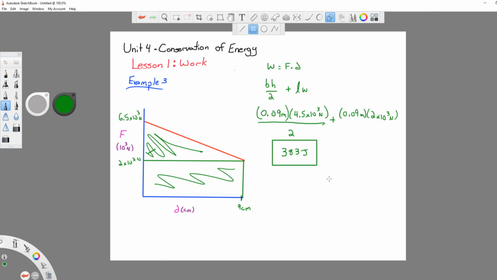Okay, so there we go. A little bit of graph interpretation, a little bit of knowing how to interpret and how to solve area under the graph. That's all for example number 3.